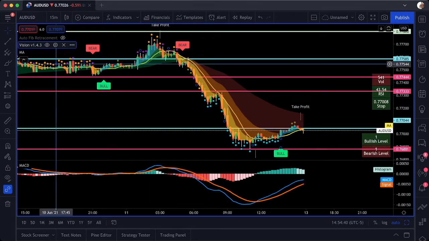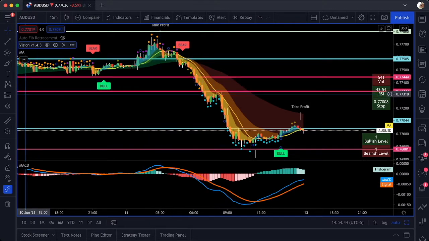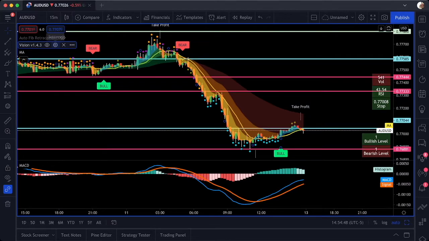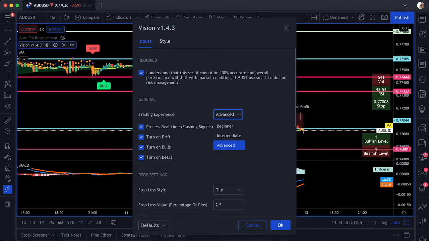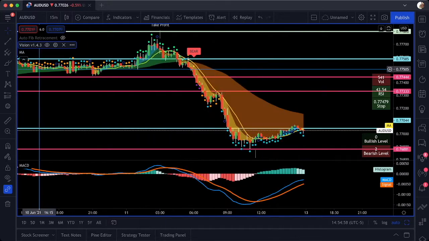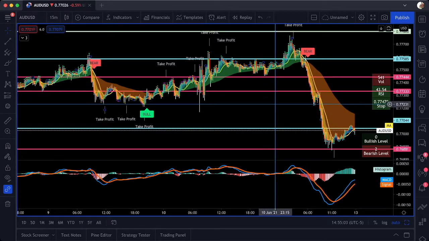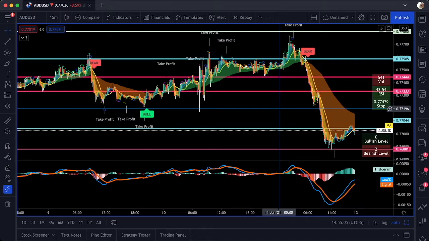I usually stick to intermediate on the 15-minute, especially if it's been a very sideways type of action, because I don't want to go in and out all day. I'd rather hold the movements and know that Vision knows what it's doing. So that's altogether what I look for.